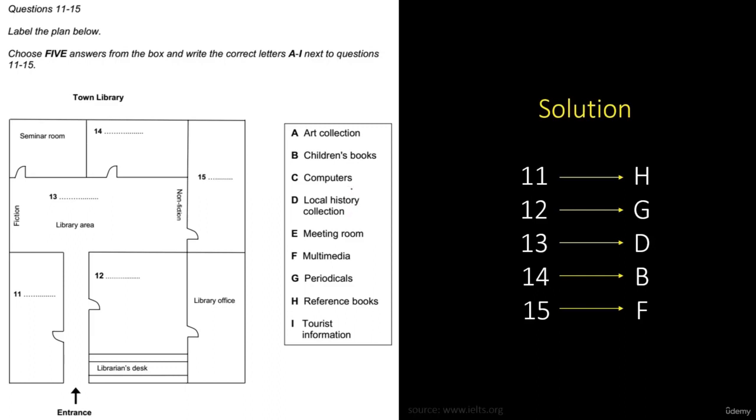Please don't write the full answer as the answer, just write the option. Option is correct. 14th is B, children's books. And 15th is F, which is multimedia. Okay, this is 15th. So I hope you got all correct answers. If you didn't, go through the instructions or pointers and do similar examples and see how it helped you.